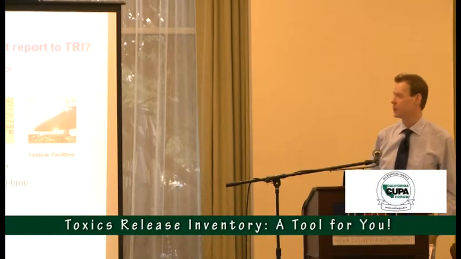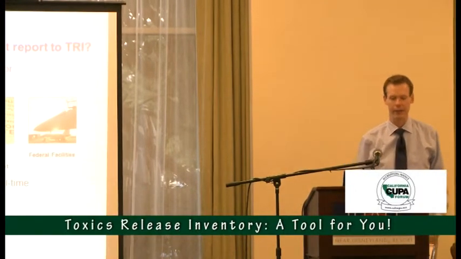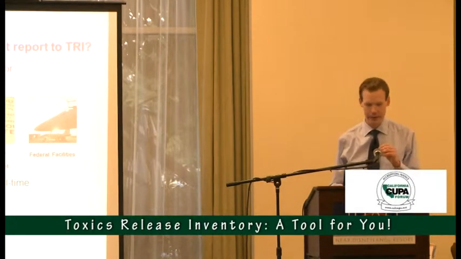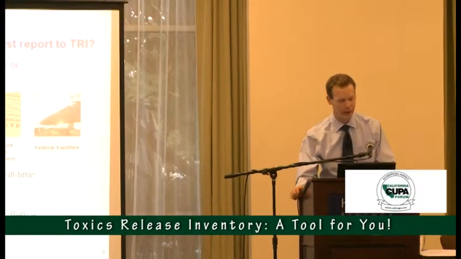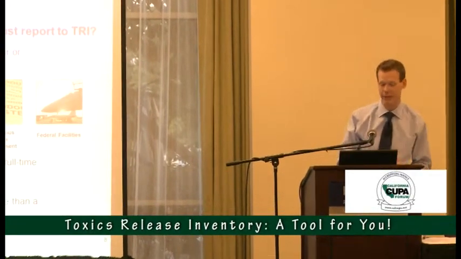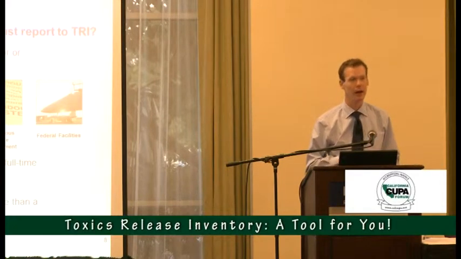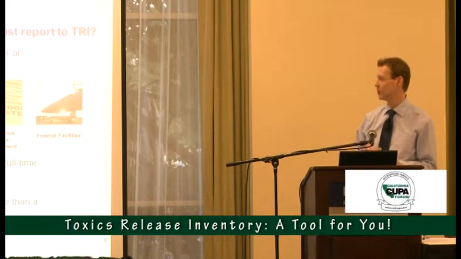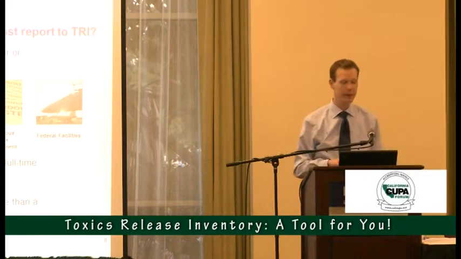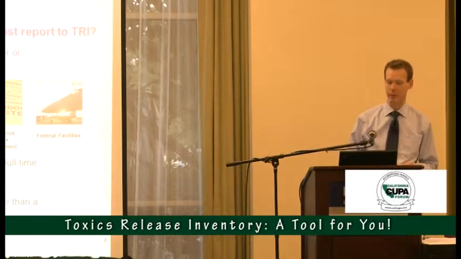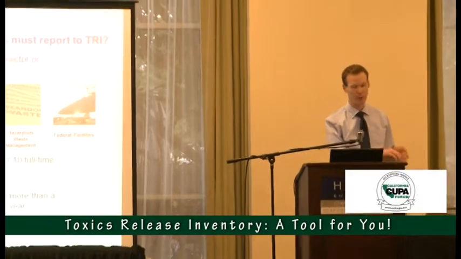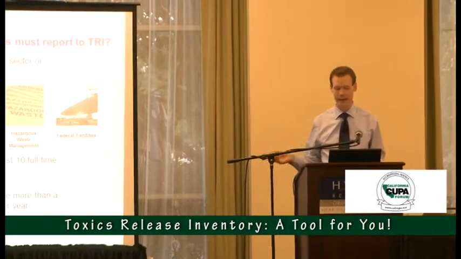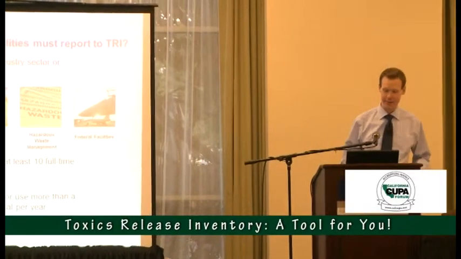So which facilities must report to TRI? There's a number of criteria which we'll discuss briefly here and a little more in depth in a second. But facilities must be in a TRI-covered sector, including primarily manufacturing. Most of the facilities are in manufacturing. Also electric utilities, specifically coal or oil, certain mining facilities, hazardous waste management, and all federal facilities are eligible for reporting whether or not they're in any of the aforementioned industries.